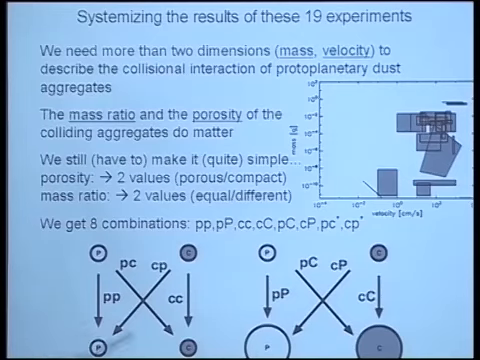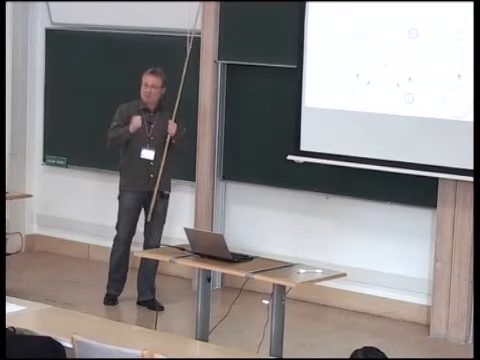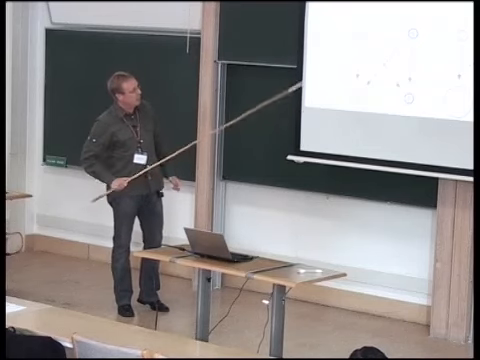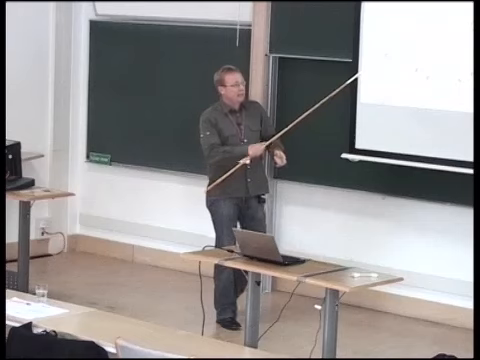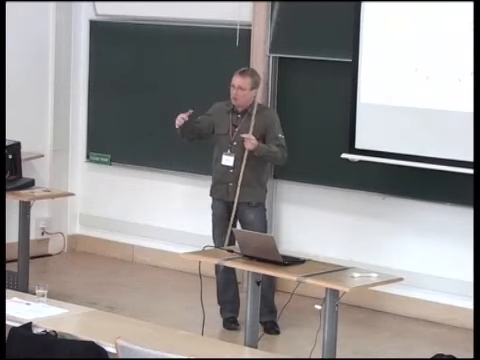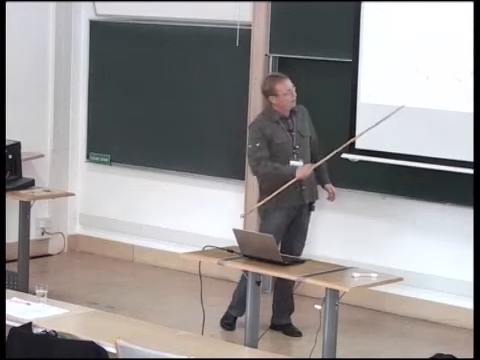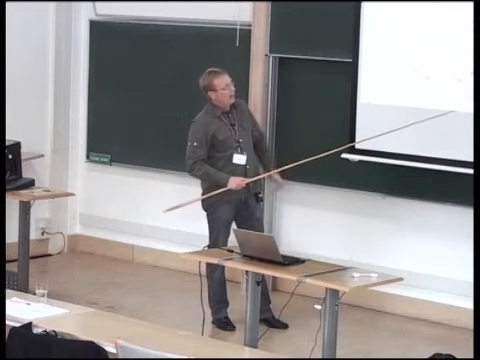And this is sketched here. So whenever things are dark gray, these are non-porous, dense, packed materials, and the white ones are porous, so a little p and a little c. And the mass ratio, we divided into two, also binary parameter space: equal size collision, so one aggregate collides with another one of the same mass, and different size, very different. So one thing is much bigger than the other. So we have altogether 8 combinations.